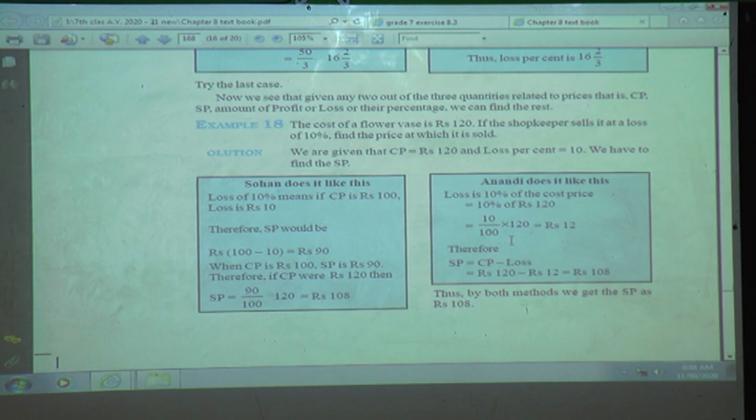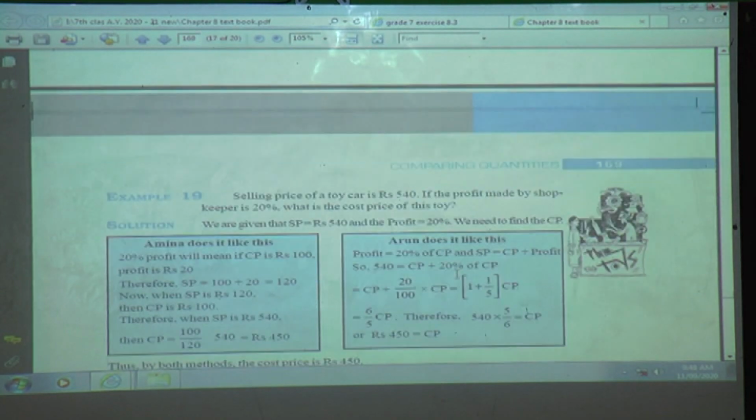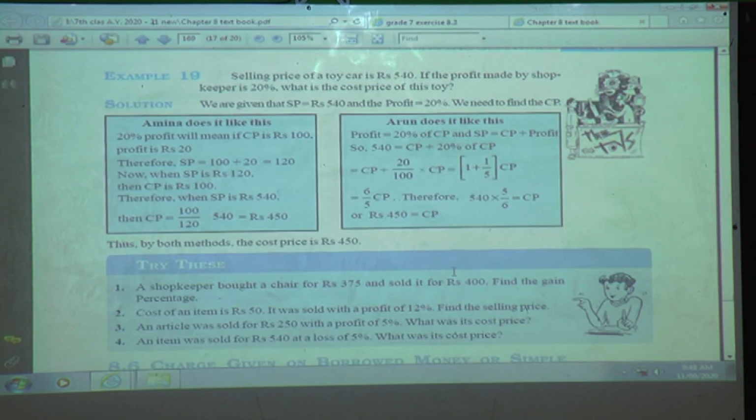In the previous question we had to find out the profit percent and loss percent, and in this example we found the selling price when the CP was given to us and the loss percent was given to us. We will see some more examples here, so it will be easy to understand the different situations.